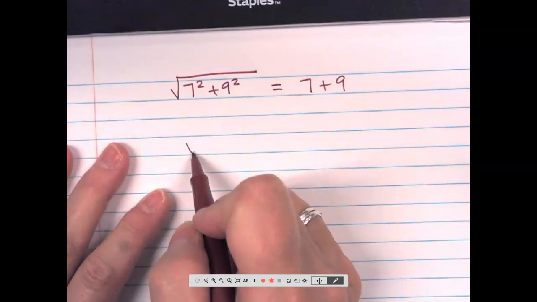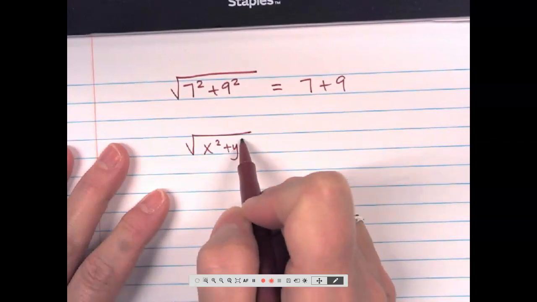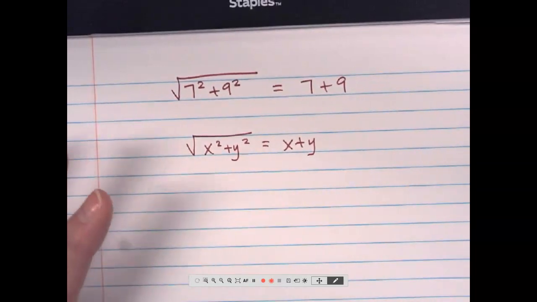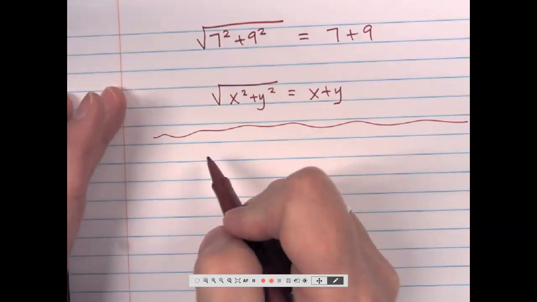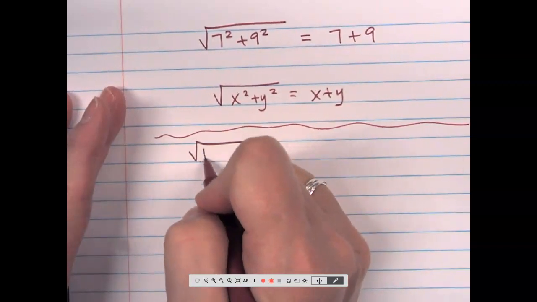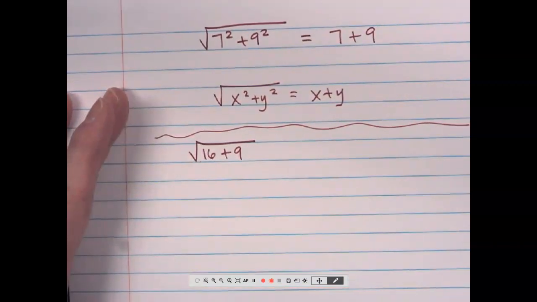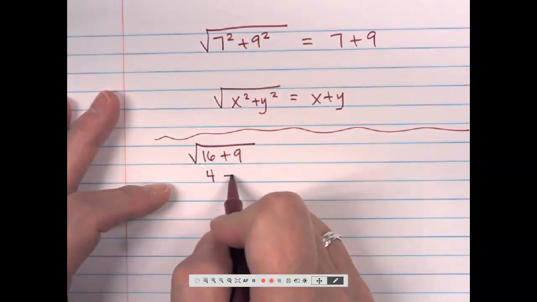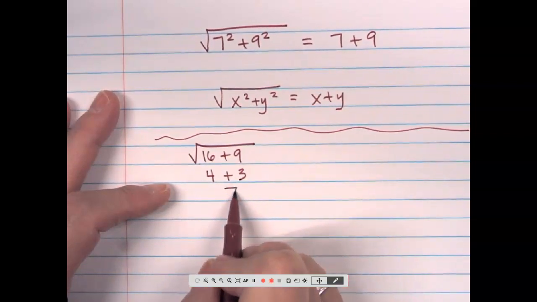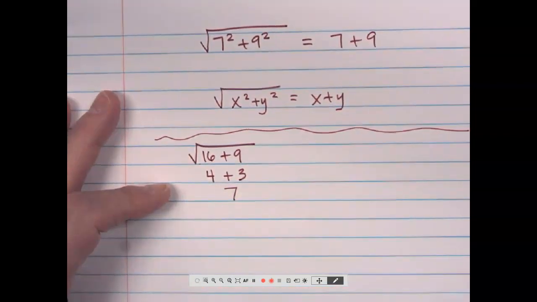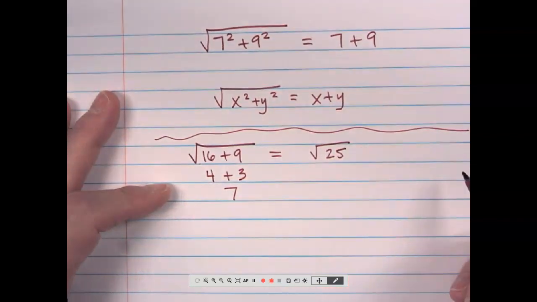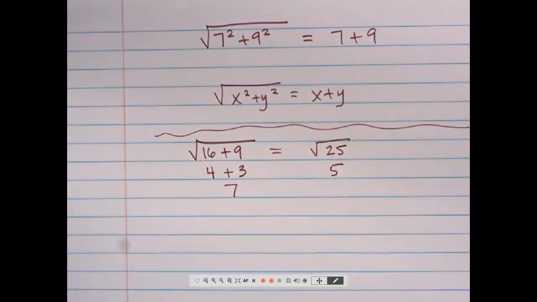Okay, so in other words, if I had x squared plus y squared, you'd want to tell me that that was x plus y. Okay, please don't write this down. Think about this. What if I had square root of 16 plus 9? And we applied this, and we said, okay, well, that's just 4, and that's 3, so that would be 7. But 16 plus 9 is 25, and the square root of 25 is 5. So which one is right? They can't both be right.